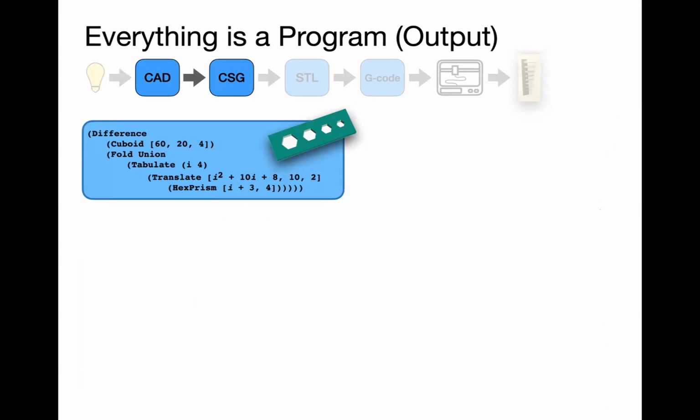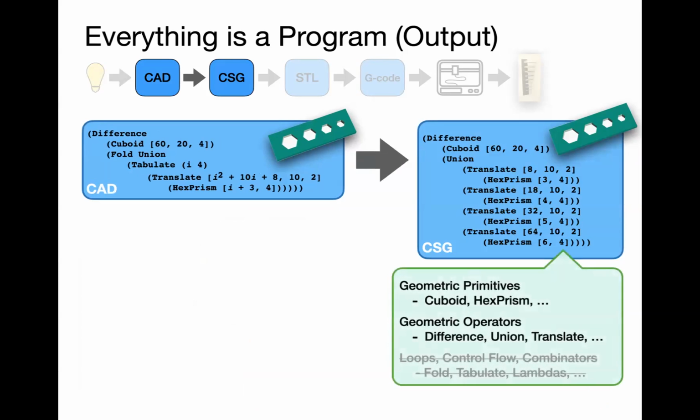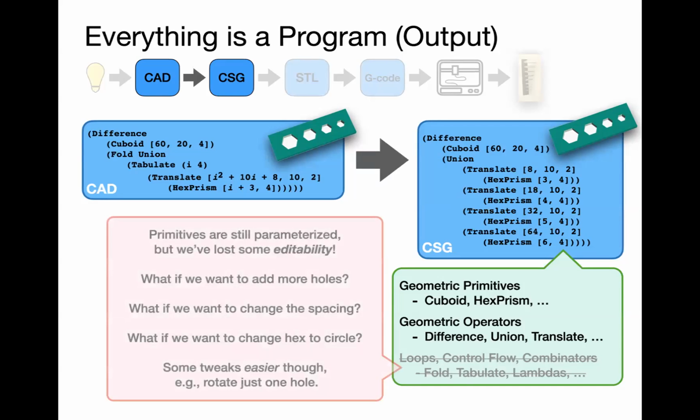And the first step on that path is to go from this CAD language to another language called constructive solid geometry. And here, constructive solid geometry is really just a subset of CAD. So we still have the geometric primitives, we still have the geometric operators, but we've removed the sugar, right? We've unrolled the loops, we don't have any control flow left, we don't have any lambdas, etc.